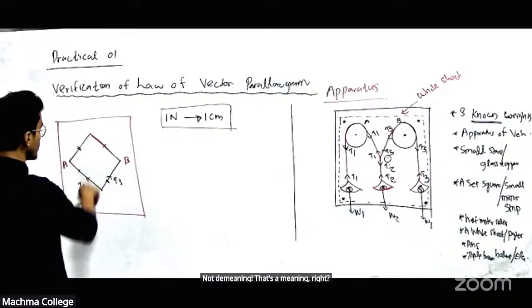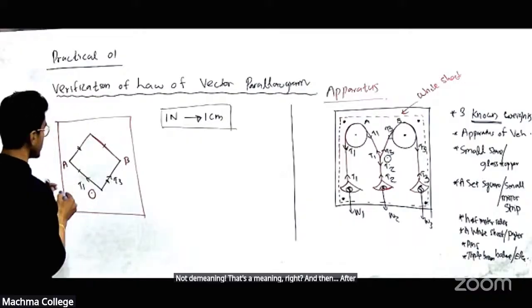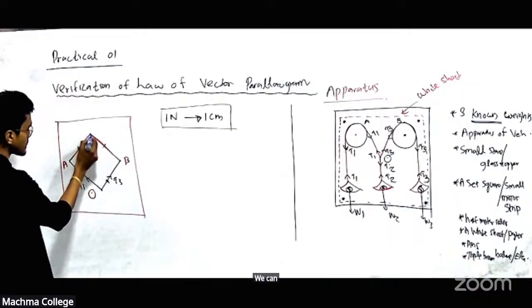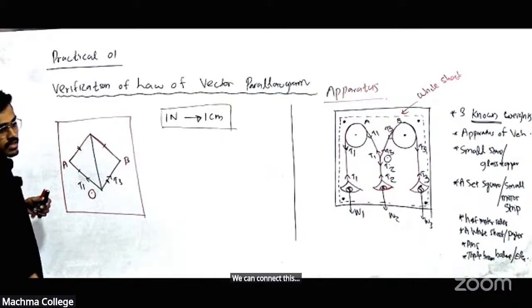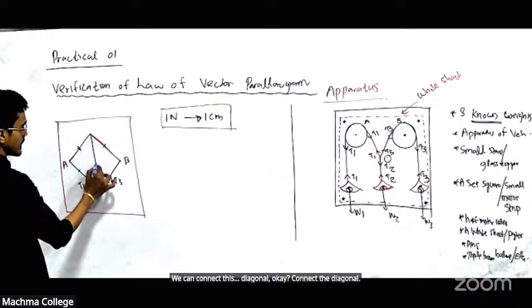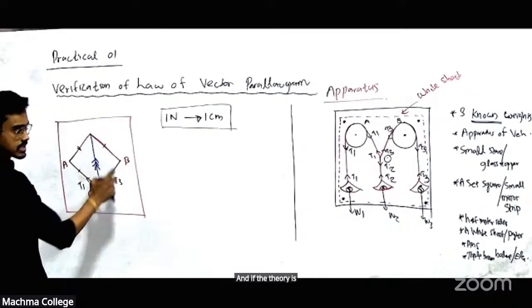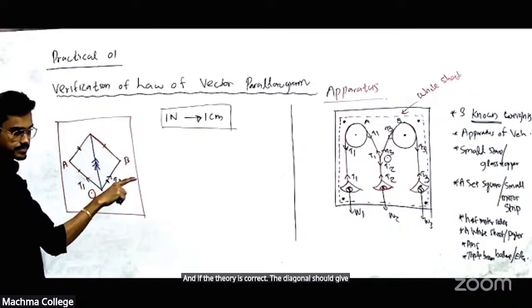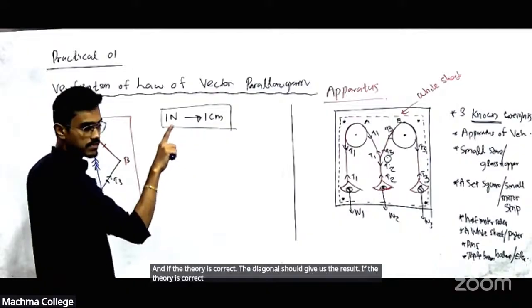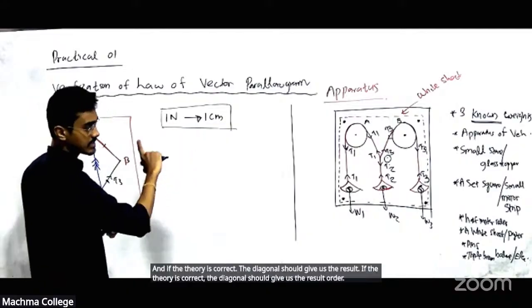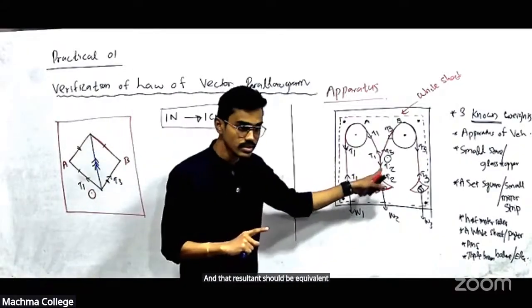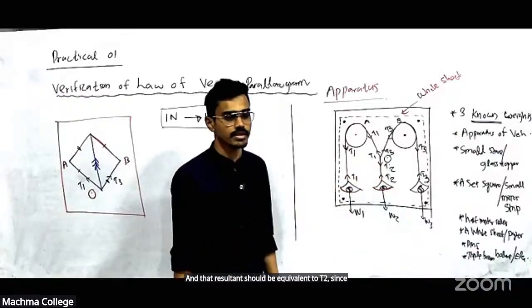And then after doing all these things, we can connect the diagonal. And if the theory is correct, the diagonal should give us the resultant. If the theory is correct, the diagonal should give us a resultant, and that resultant should be equivalent to T2, since this is in equilibrium, right?